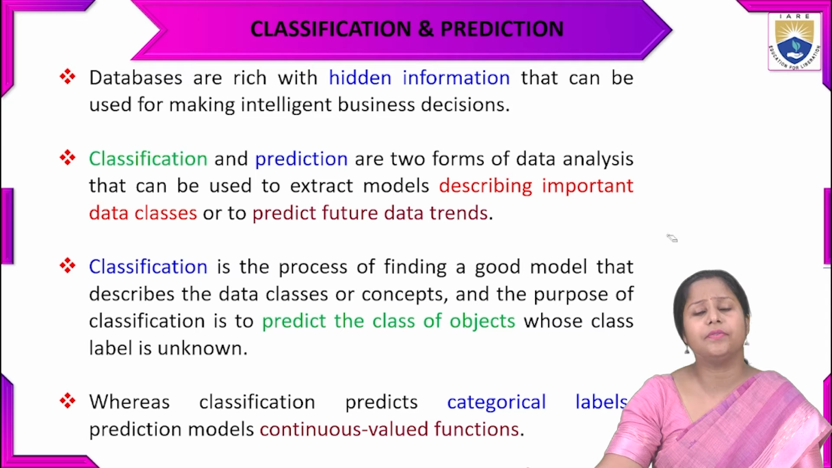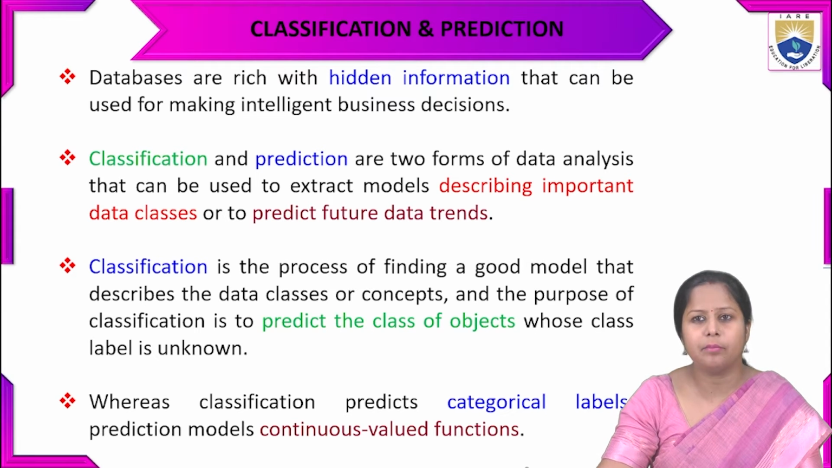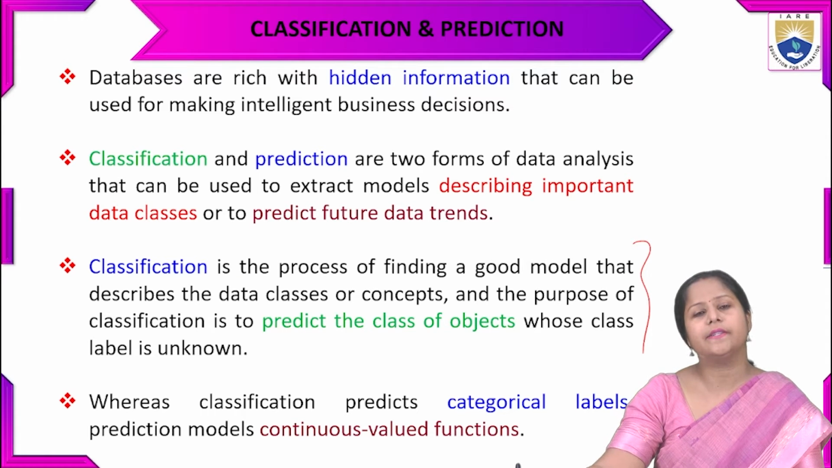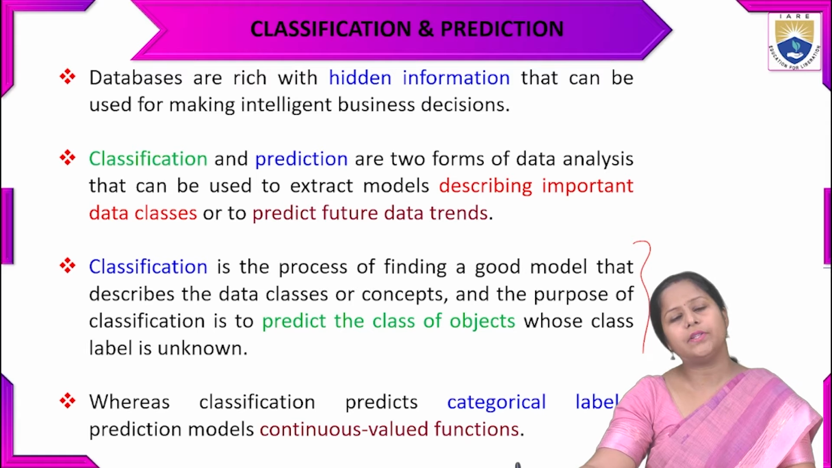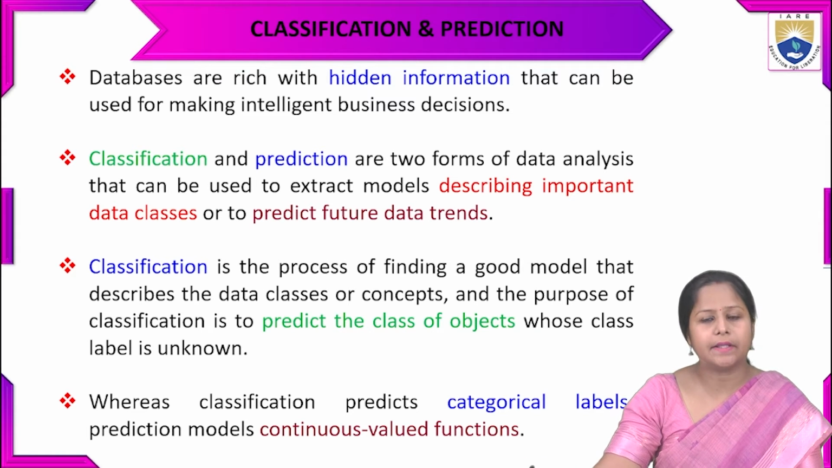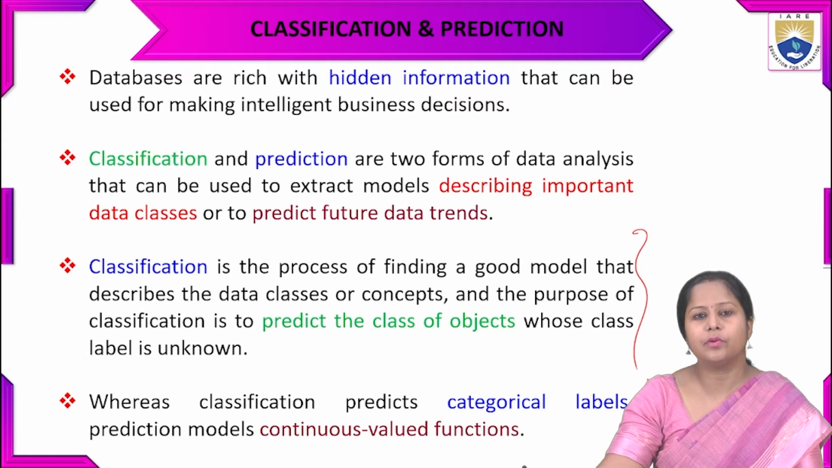Basically, classification is the process of finding a good model that describes the data class concepts, and the purpose of classification is to predict the class of objects whose class label is unknown to us. For that we use the known class labels. That is basically classification.